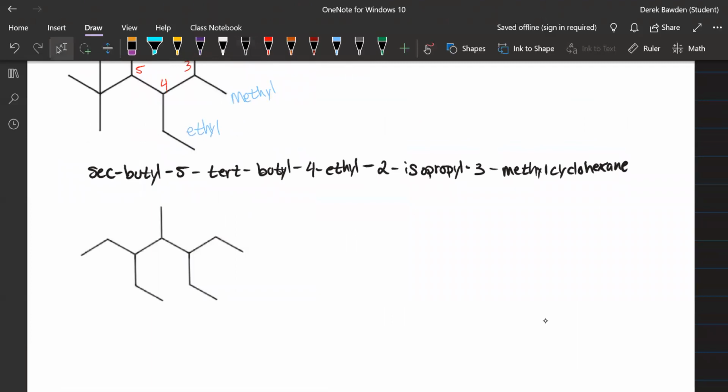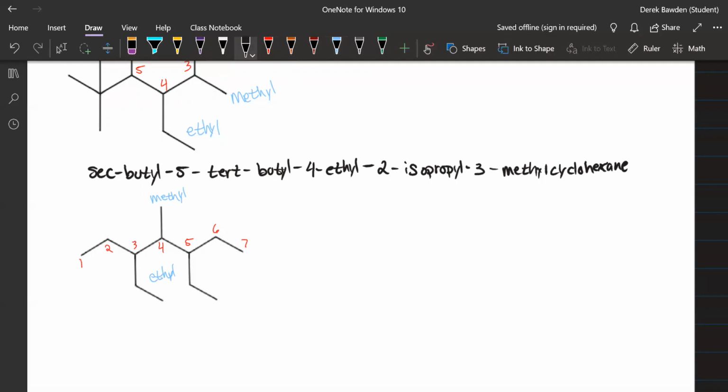All right, let's do this next one. We have a symmetrical molecule here, so it doesn't actually matter which way we number, left to right or right to left. I'm just going to number this way. Okay. We have a 4 methyl. We have a 2 sets of ethyls. Okay.